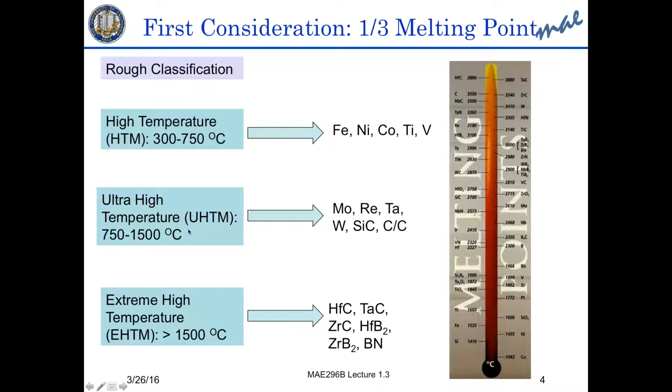Ultra-high temperature materials are those for use in the 750 to 1500 degrees C, and this is some of the refractories like molybdenum, rhenium, tantalum, and tungsten, in addition to the silicon carbide and carbon-carbon composites. And then extreme high temperatures, those are above 1500, and these are mainly the carbides and the borides and the nitrides of hafnium, tantalum, and zirconium.